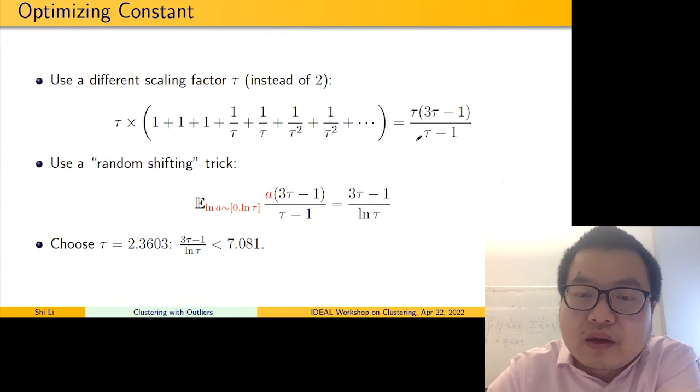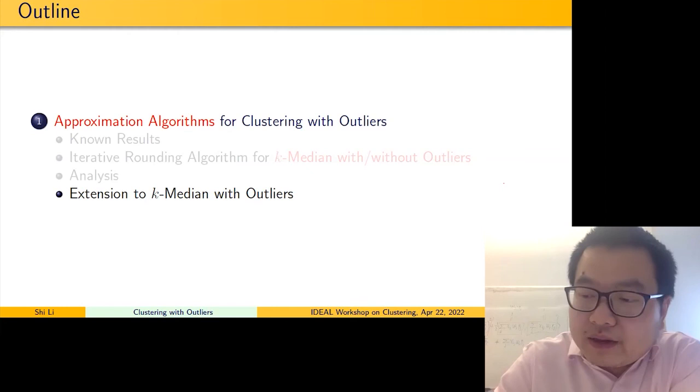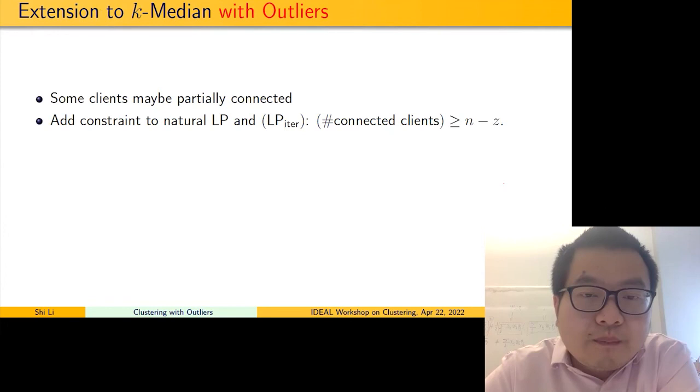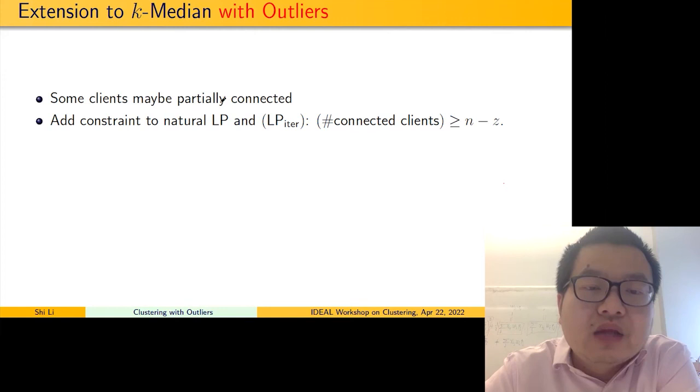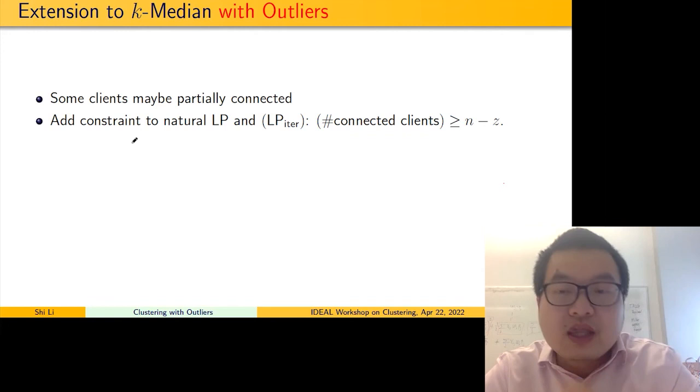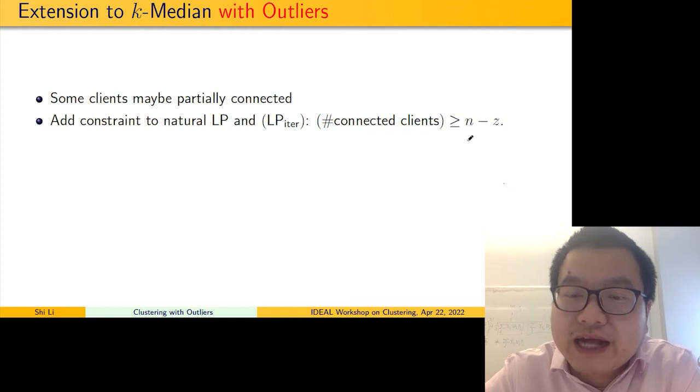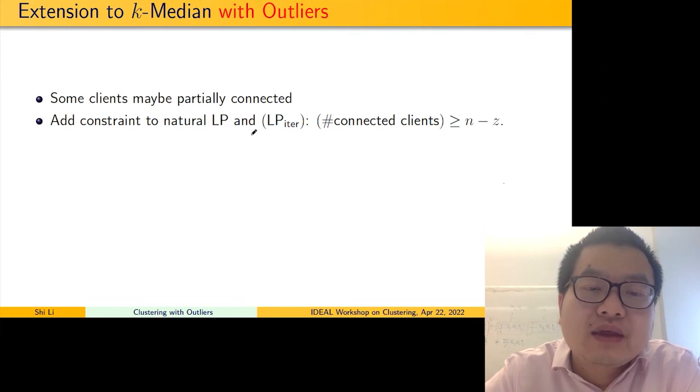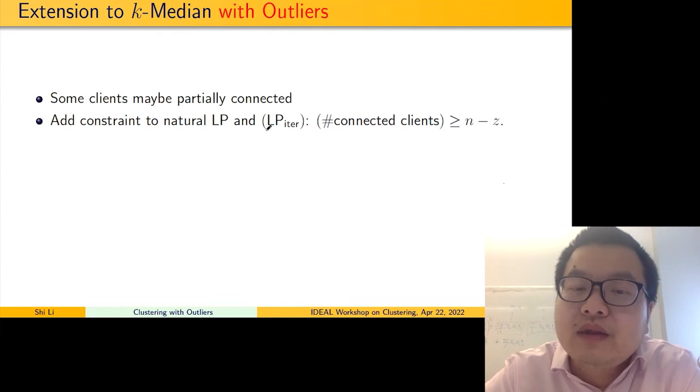Okay, then how can we extend the algorithm to the K-median with outliers problem? In the K-median with outliers problem, not all the clients need to be connected. So we have variables that indicate whether each client should be connected or not. Then we need a constraint that the number of connected clients is at least n minus z. And we need this in the natural LP relaxation, and we maintain this constraint in the LP for the iterative rounding procedure. Now, what happens?